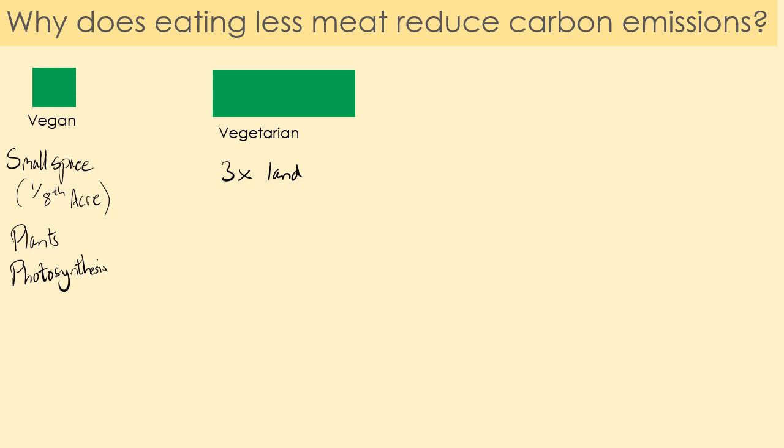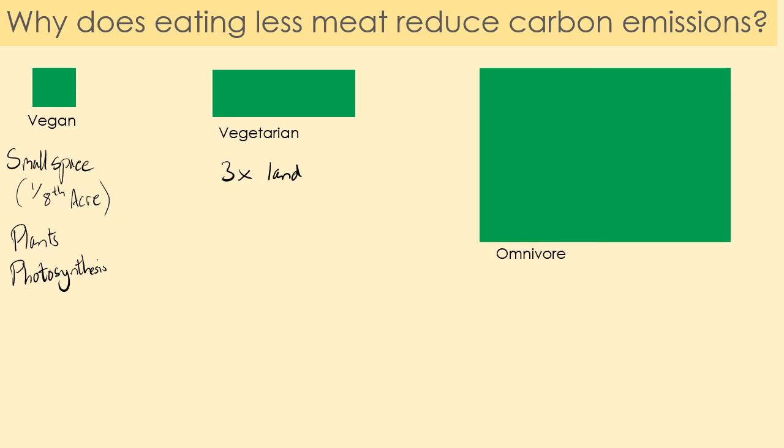We've suddenly got a lot more land being used for someone who is a vegetarian. And we do still have a lot of plants, but there will also be animals on there providing some of those products. Those animals, such as cows, produce a lot of methane. They also respire and produce carbon dioxide. Finally, we're going to have a look at an omnivore, so someone who eats both vegetables and meat. They need a much larger amount of land. They need 18 times the size of the land of a vegan. It is much, much larger.